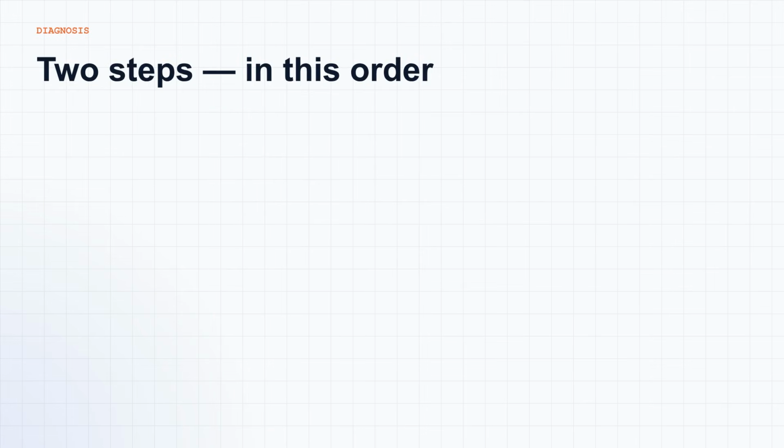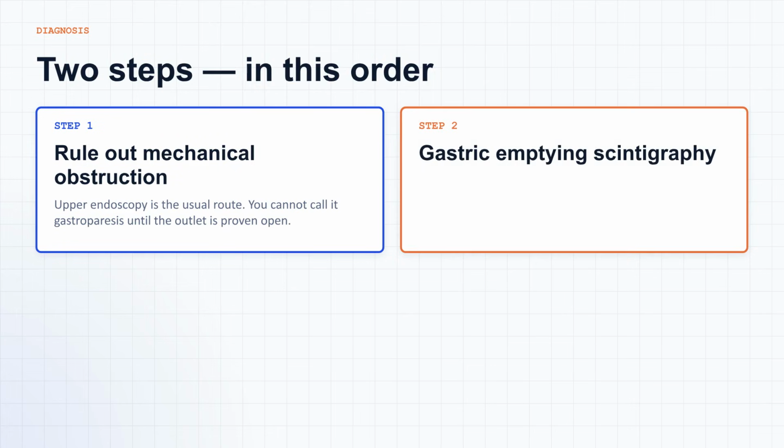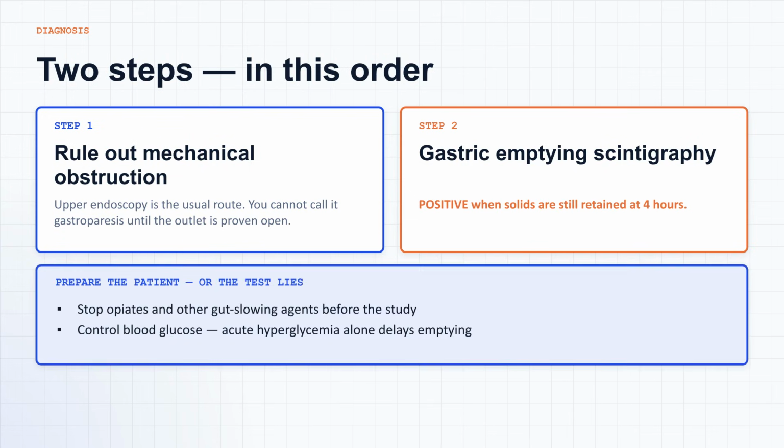2 steps to the diagnosis. First, rule out a mechanical cause. An upper endoscopy is the usual way. You cannot call it gastroparesis until you have shown the outlet is open. Second, perform gastric emptying scintigraphy. The study is positive when solids are still retained at 4 hours. Prepare the patient properly, or you will get a false result.